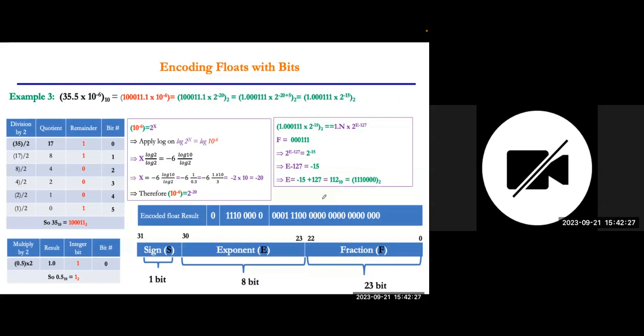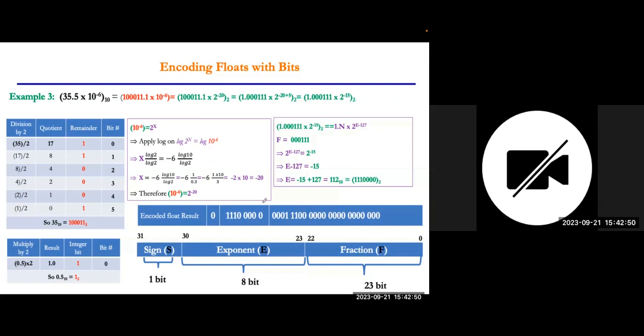So when you convert it, it is a positive number. So the sign bit is 0, and the exponent part is this, and your fractional part is this, and all the remaining bits will be represented with 0. So this is the 32-bit real number encoding procedure.